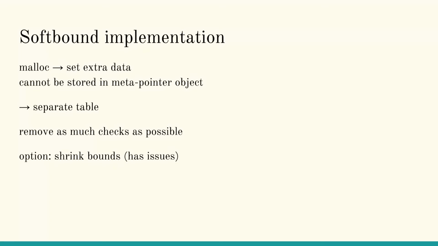In the implementation we store the extra data in a separate table on each malloc. This is due to the memory layout constraints in structs and such. We also check this on each dereference, but in some situations it isn't needed, such as static length arrays. We don't need to check this each time. We know in advance that we will not violate this in the program code. So the compiler removes as many checks as possible to further optimize the code. We also have an option to shrink bounds, but this can cause issues and is not really that related to the topic of safety.